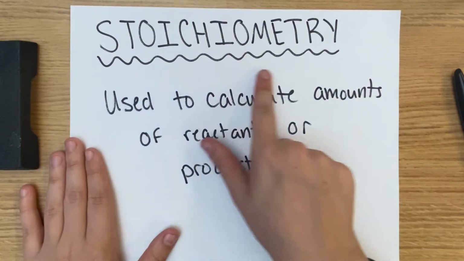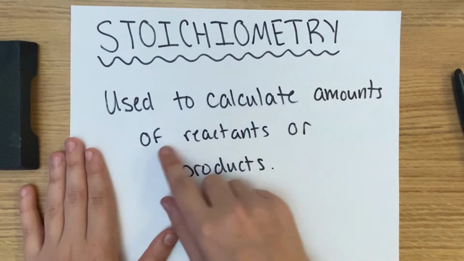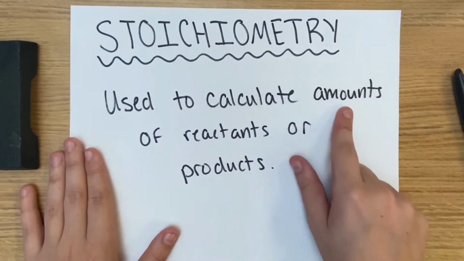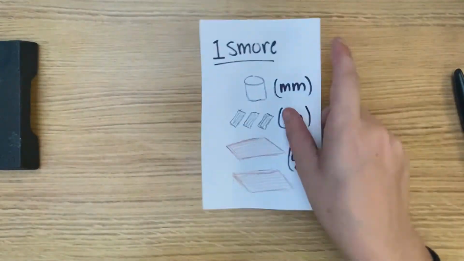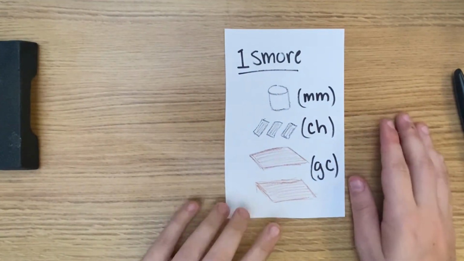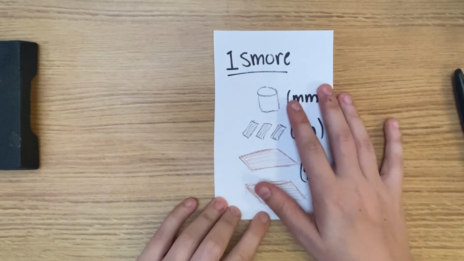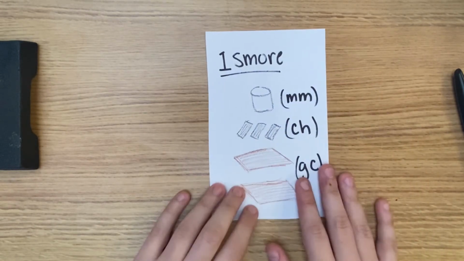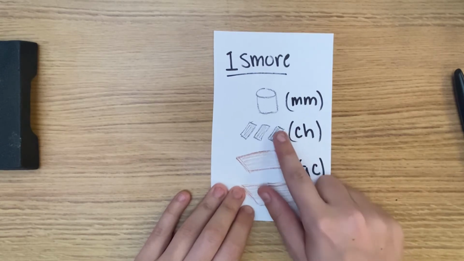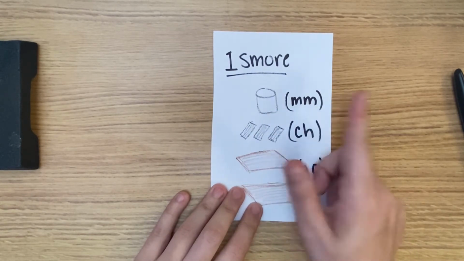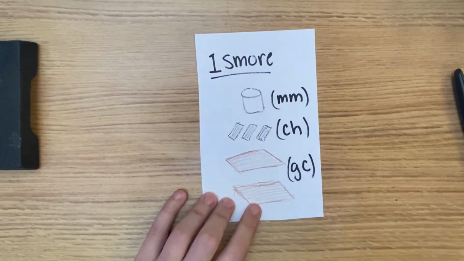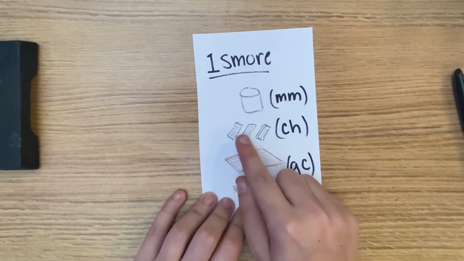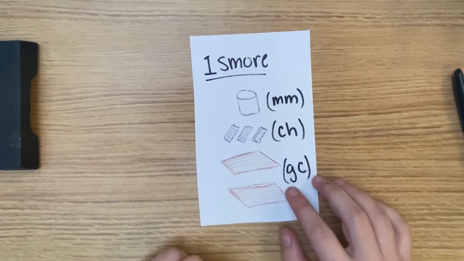So the whole basis of stoichiometry is it's used to calculate amounts of reactants or products. We're going to come back to that definition. I want to use something a little bit more familiar to most people. Let's talk about s'mores. If you're gonna make s'mores, you need ingredients, right? You need graham crackers, chocolate, and marshmallows. And this is my perfect recipe for what I think is the perfect s'more: 2 graham crackers, 3 pieces of chocolate, and 1 marshmallow.